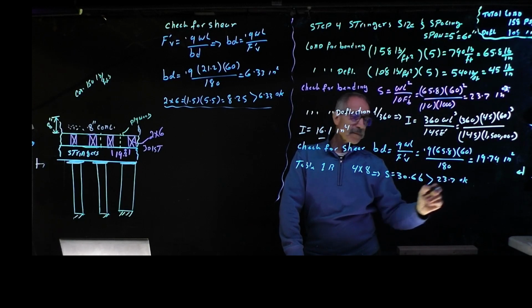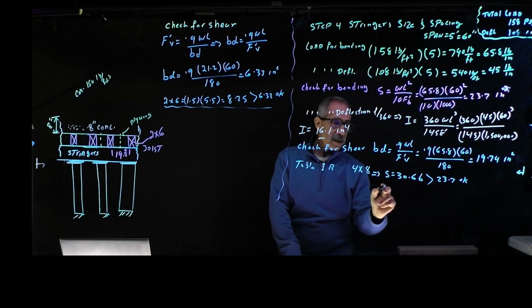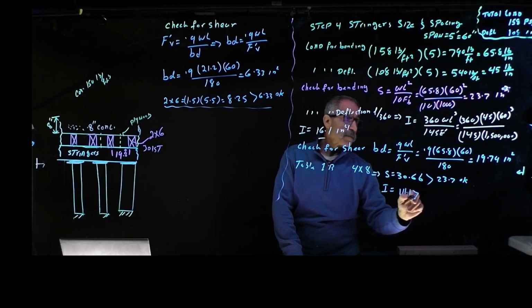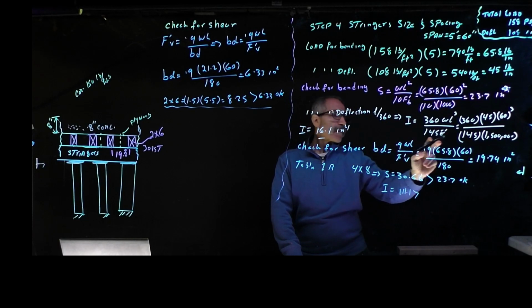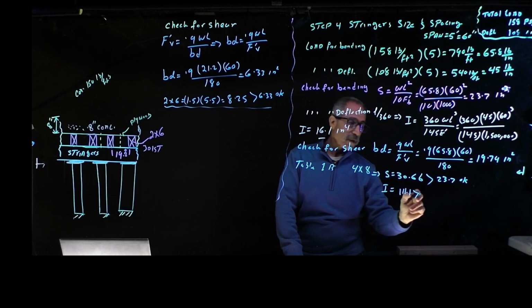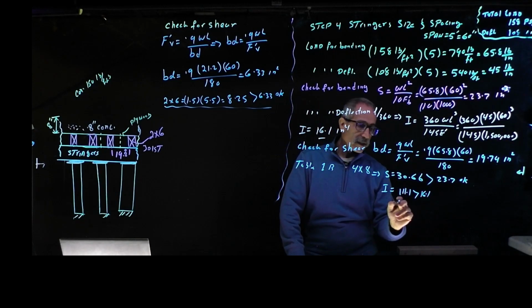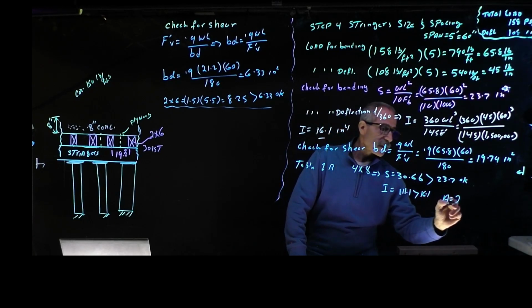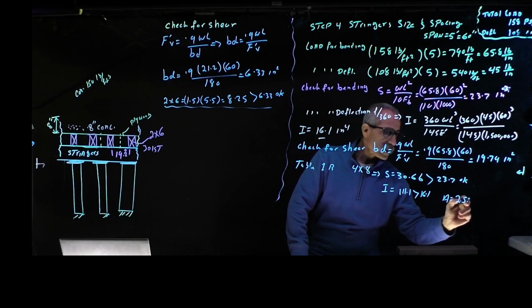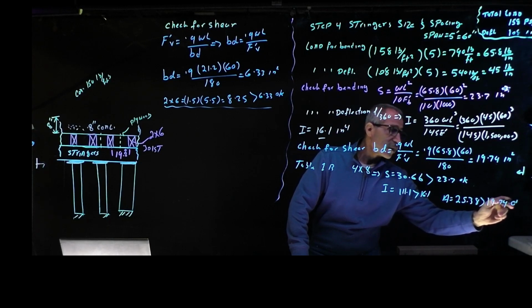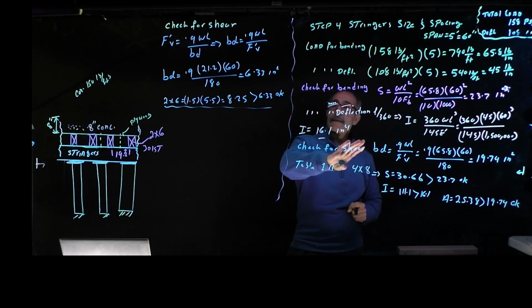So there's okay there. And then your moment of inertia is going to be 11111, which is bigger than 16.1, way bigger than 16.1. So you pass with flying colors there. And the area of this is going to be 25.38, which is bigger than the required 19.74. And we're okay. So this is a good design.